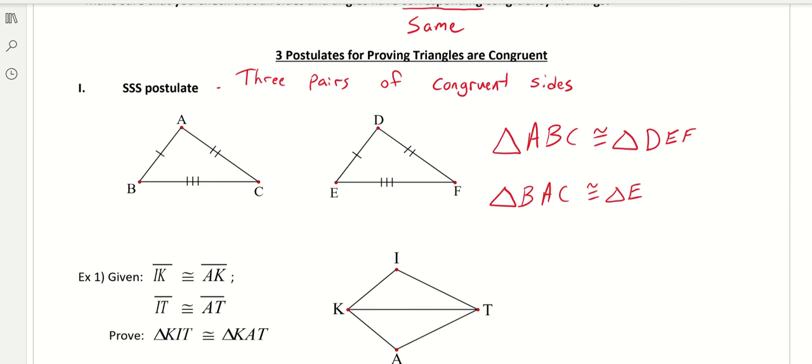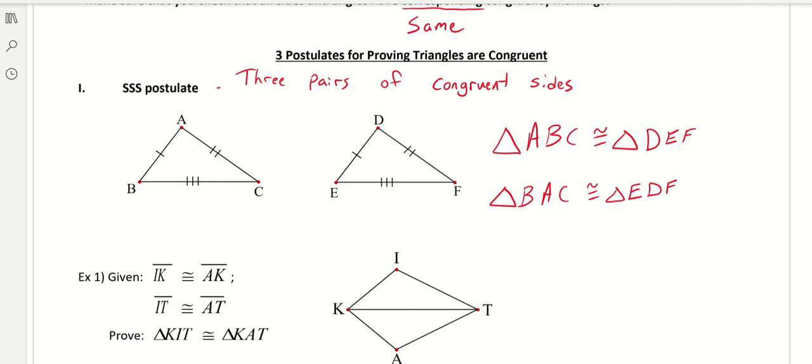And if you look up above, B was second, E was second, so they still should be in corresponding positions. I put A second, so A is where one tick mark meets two tick marks. D is where one tick mark meets two tick marks, so D should be second. And if you look up above, D was first, A was first, A is second, D is second. And then finally, it's going to have to be C and F.